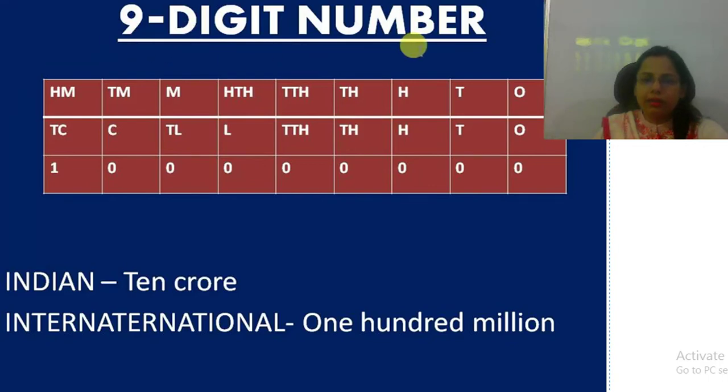See, in a 9-digit number, 1 lies in the 10 crore place, so it will be 10 crore, okay? And in the international number system, we can write it as 100 million, because 1 lies in the 100 million place value.